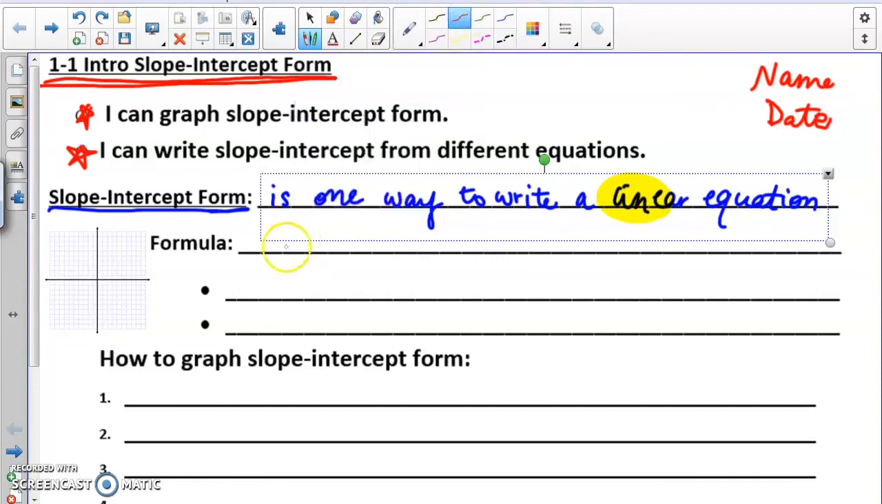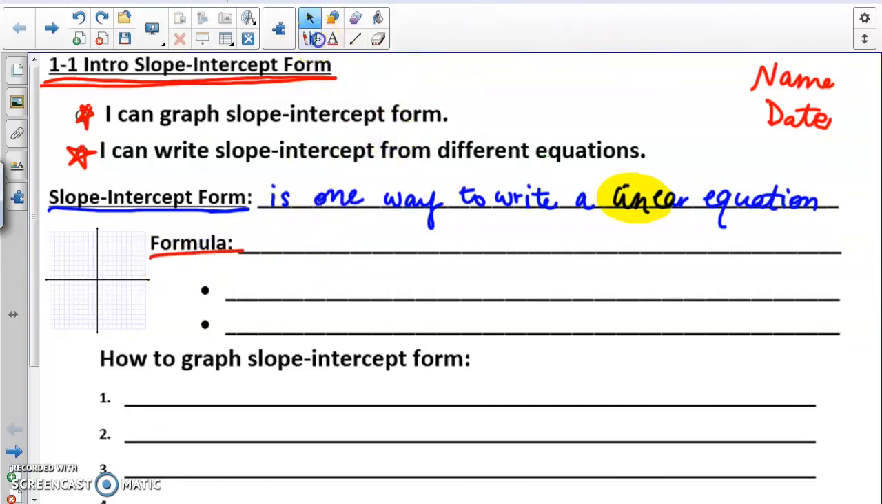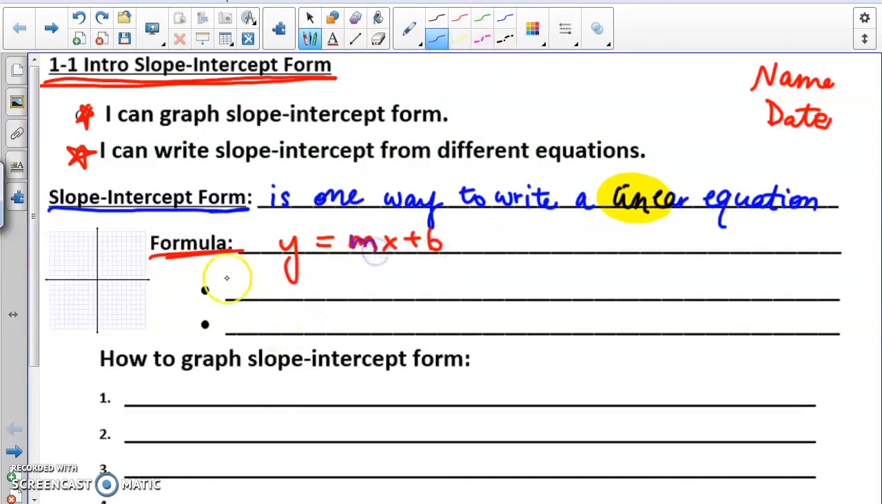Now, our slope intercept form formula is y equals mx plus b. Two of the most important parts are our m, and m is slope. And slope for us is going to be rise over run. Now there's four different types of slope. There's positive, negative, slope of 0, and undefined slope.